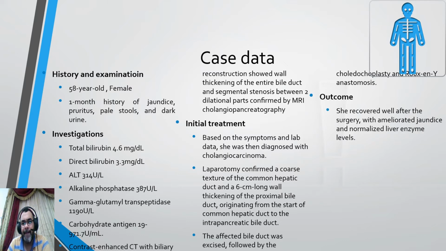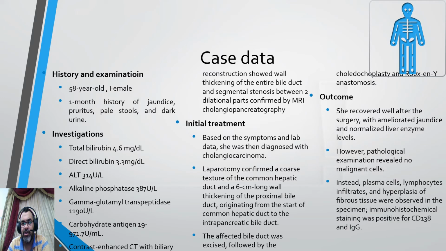The outcome: she recovered well after the surgery, with ameliorated jaundice and normalized liver enzyme levels. However, the pathological examination revealed no malignant cells, so this is not a case of cholangiocarcinoma. Instead, plasma cells, lymphocytic infiltrate, and hyperplasia of fibrous tissue were observed in the specimen. Immunohistochemical staining was positive for CD138 and IgG.